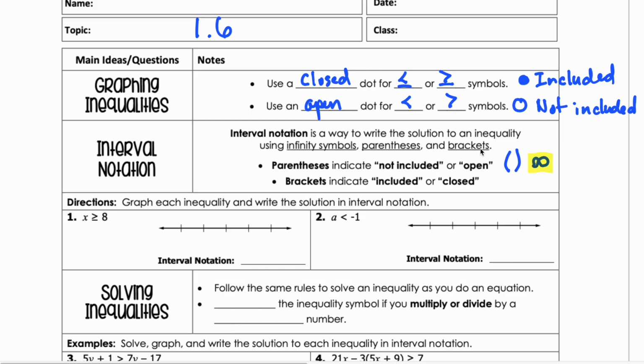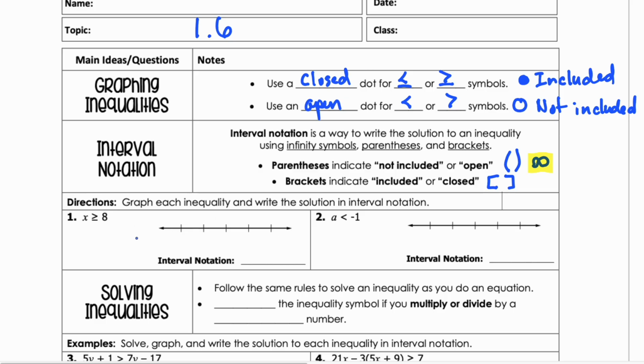Anytime you write infinity, you're always going to use the parenthesis symbol. And then included is going to be a bracket. Our brackets mean that the number that we wrote on our number line is included, and that would often go with the closed bubble.